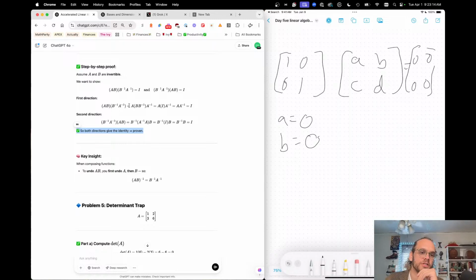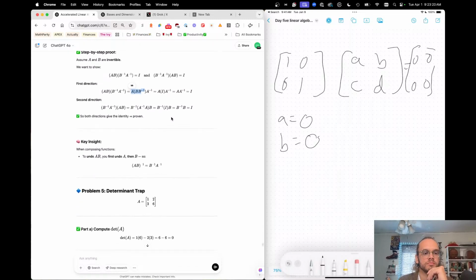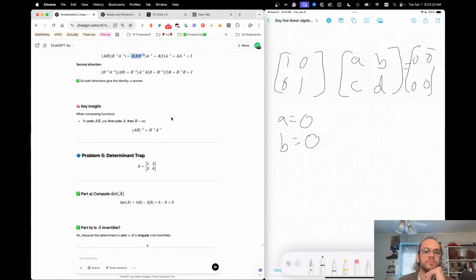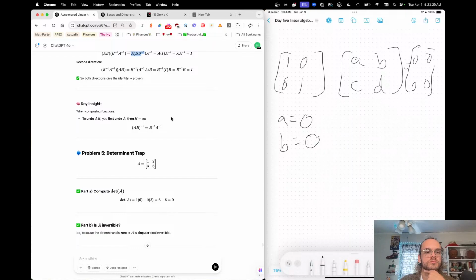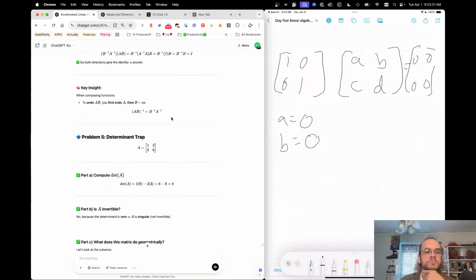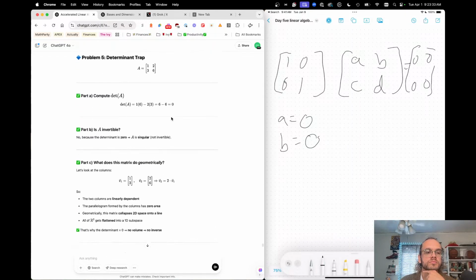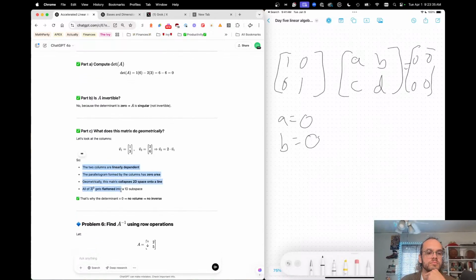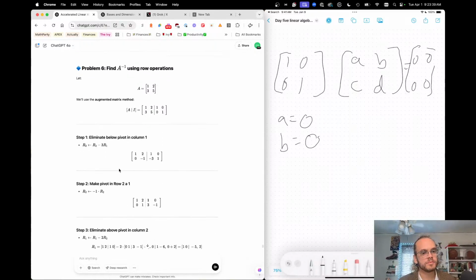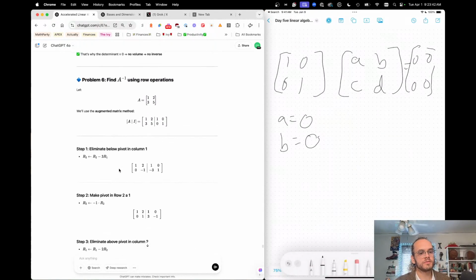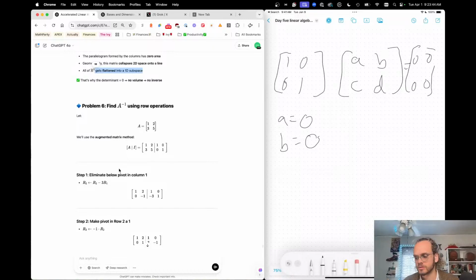So the first direction. I don't love this proof. Flatten into 1D subspace. I was right. Cool. Find this using row operations. This is what I wanted to do. So I'm going to write this one out.